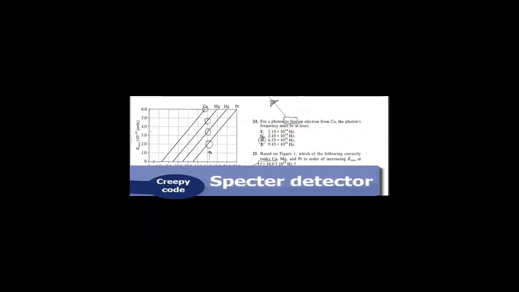Test 68A, Science Practice Problem number 24. Number 24 reads, for a photon to free an electron from Ca, the photon's frequency must be at least what? First thing we need to do is, this is a data analysis passage. We need to go in and find what the frequency is for releasing an electron. We can go back up here and find that. It says here, equal or exceed the threshold frequency, Ft.